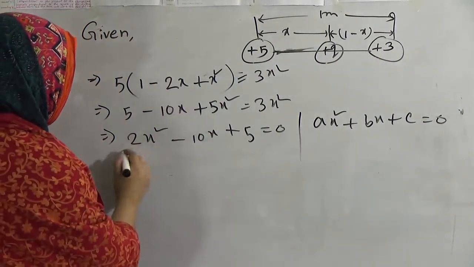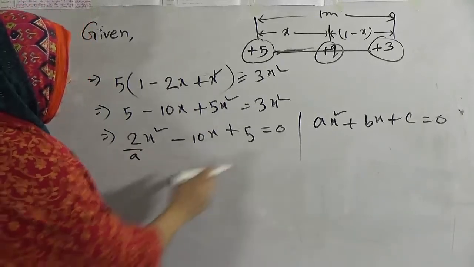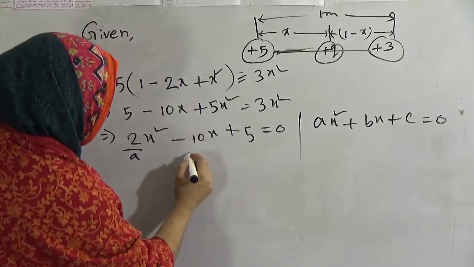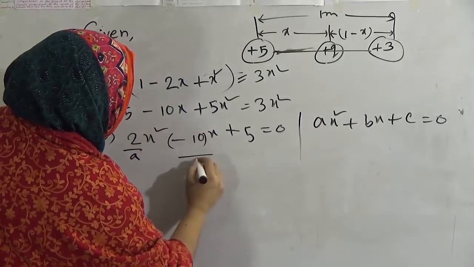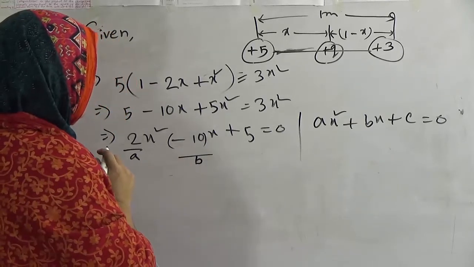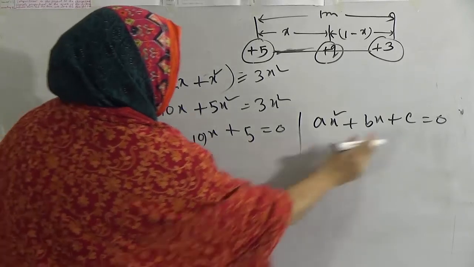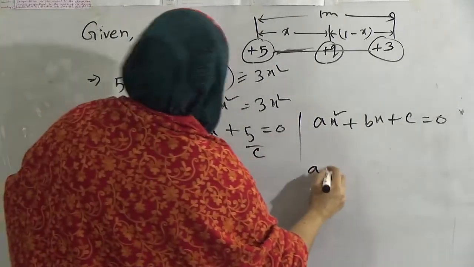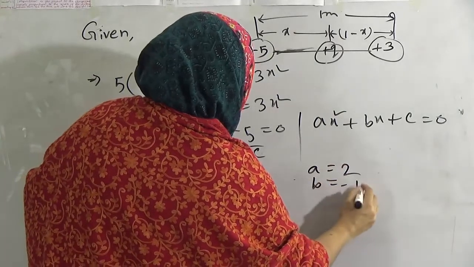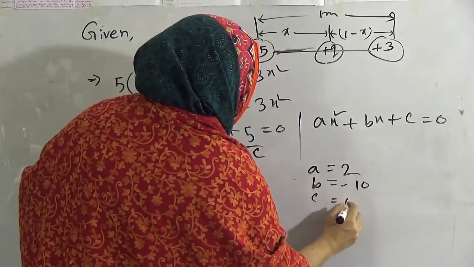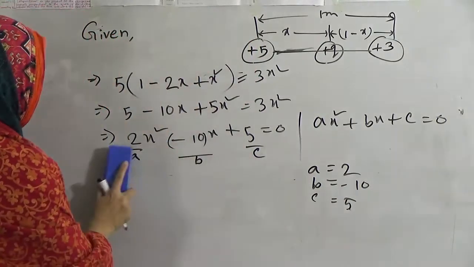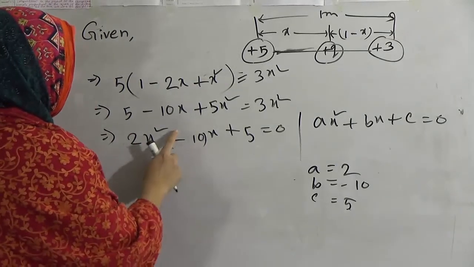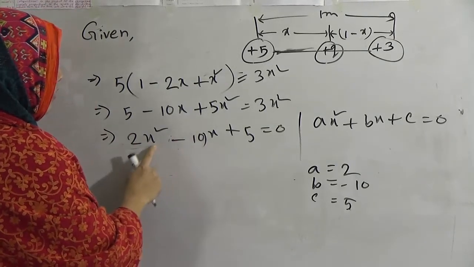See, here a is 2. In ax square plus bx, here minus 10 will be b. Okay, minus 10 will be b, and c means 5. So from this equation we can see that a equals 2, b equals minus 10 and c equals 5, right? Now from this equation we have to find out the value of x.